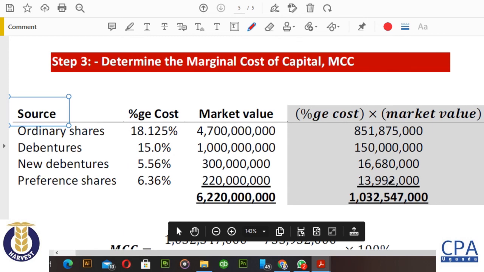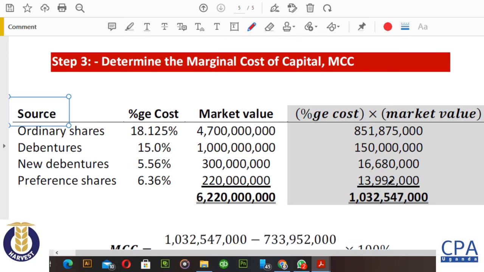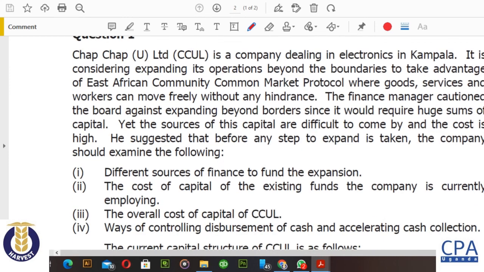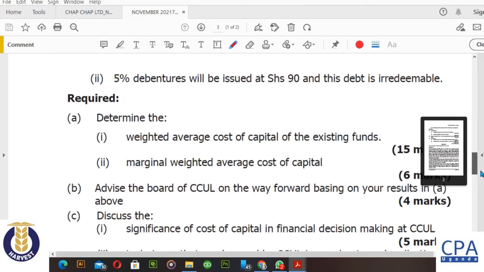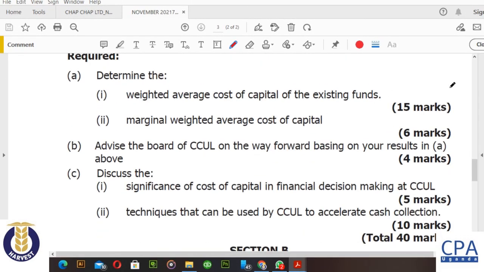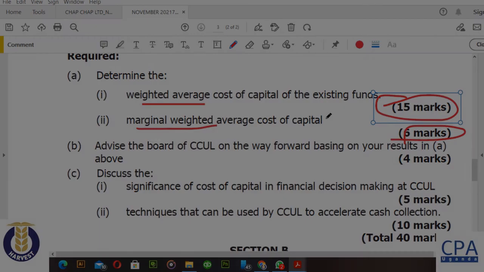I'm going to be sharing with you more exam time questions, to help you improve on your skill of determining the weighted average cost of capital and the marginal cost of capital. What I need to emphasize is that this area, please do not joke with it. As you can see, the marks you'll be able to gain if you handle it correctly are huge. There's a 15 mark here on the weighted average cost of capital, and also 6 marks on the marginal cost of capital.